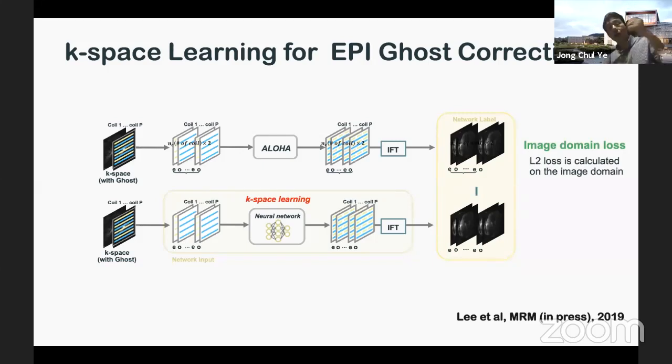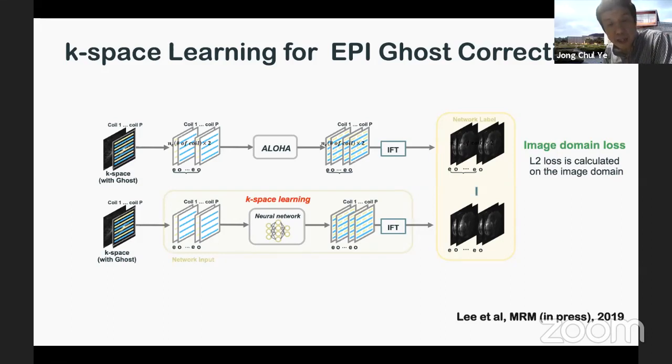Furthermore, k-space learning is very good for a lot of artifact removal in MRI. For example, one of the important artifacts in MRI is the so-called EPI ghost. The EPI ghost comes from the odd and even echoes not being aligned. Because of that, the k-space phase is shifted, so we need to calibrate it using calibration data.